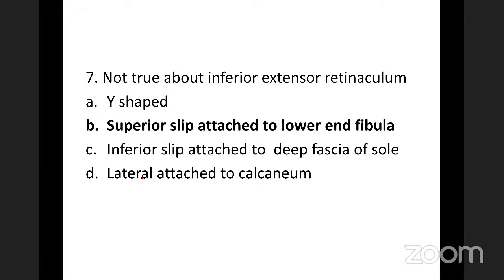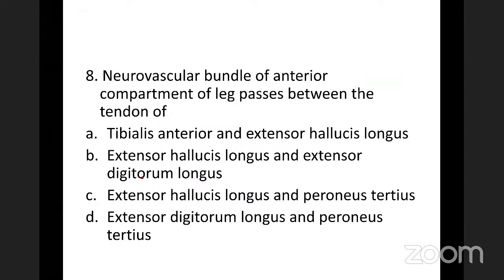Yes, ma'am. Now, the neurovascular bundle of the anterior compartment of the leg passes in between the tendons of which muscles? Tibialis anterior and extensor hallucis longus, extensor hallucis longus and extensor digitorum longus, or extensor digitorum longus and peroneus tertius. Guess the answer, students? Option B.